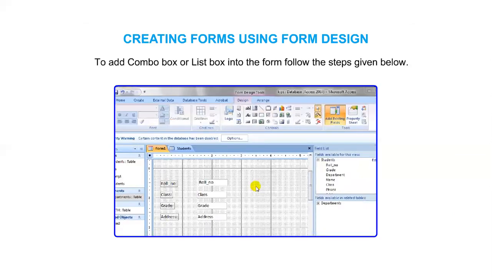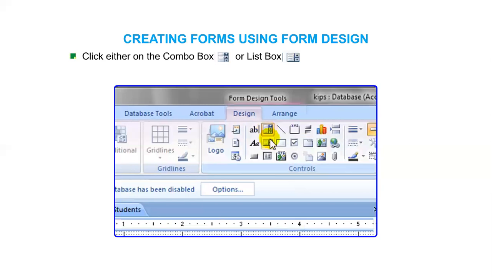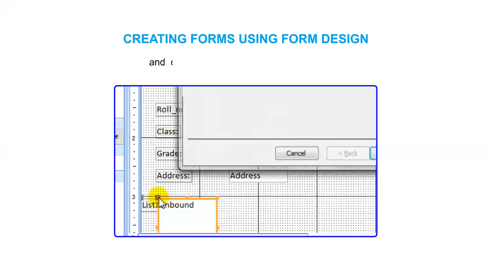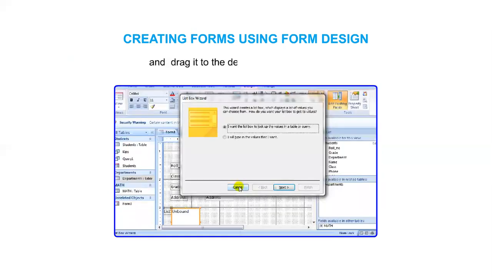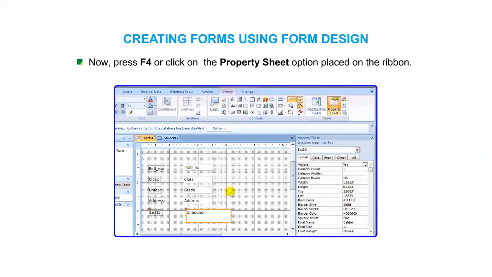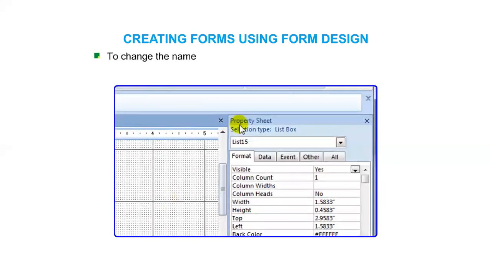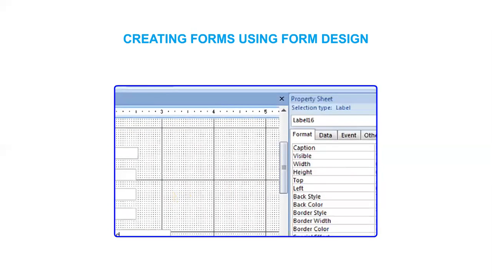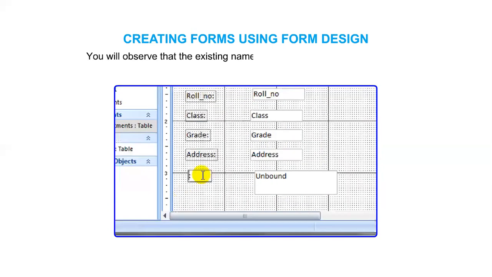Click either on the combo box or list box in the controls group on the Design tab and press the left mouse button and drag it to the desired position on the form. Now press F4 or click on the Property Sheet option placed on the ribbon. To change the name of the control box, type the relevant name in the caption property. You will observe that the existing name is replaced with the name that you have typed in.